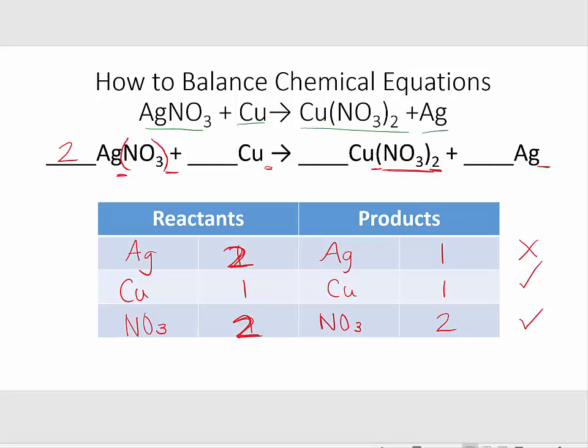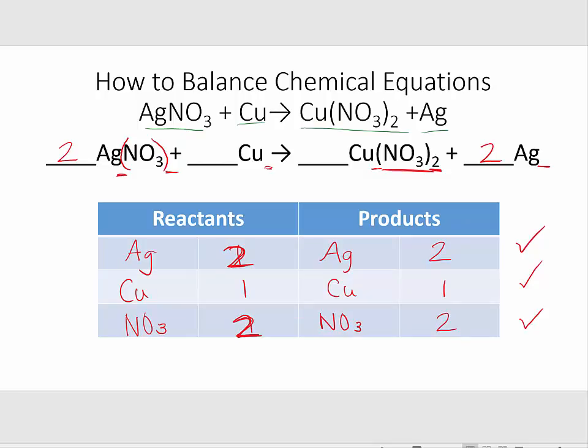So now I need to look and see, what do I need to do to balance silver? I've got 2 silver on this side. On the right-hand side, I only have 1. So I need to put a 2 here to make sure that I have 2 silvers on both sides. Now that I've done that, I can update my number. Now I have 2 silvers on each side. And guess what? Now the whole reaction is balanced.